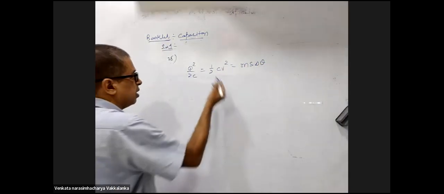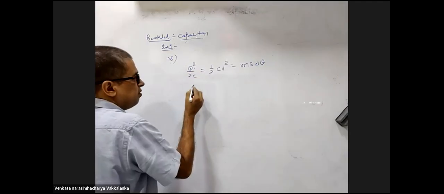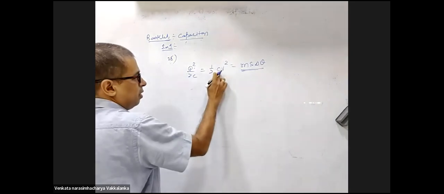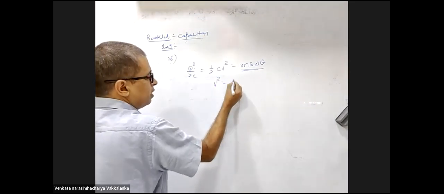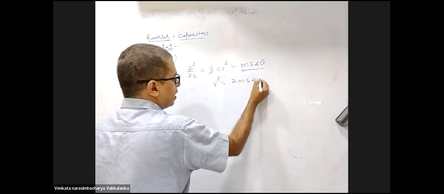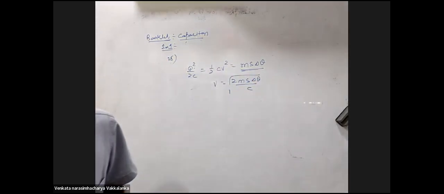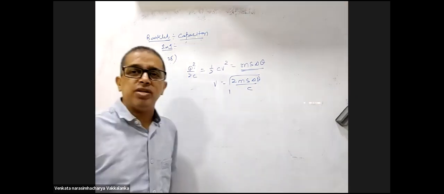Potential difference across the capacitor. Q is equal to CV. Now have a look at it. V square is equal to 2 m s delta theta by C, with a square root. Okay. All of the energy of the capacitor goes into m s delta theta.